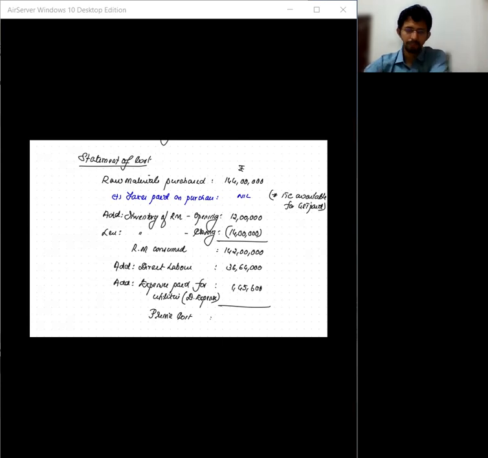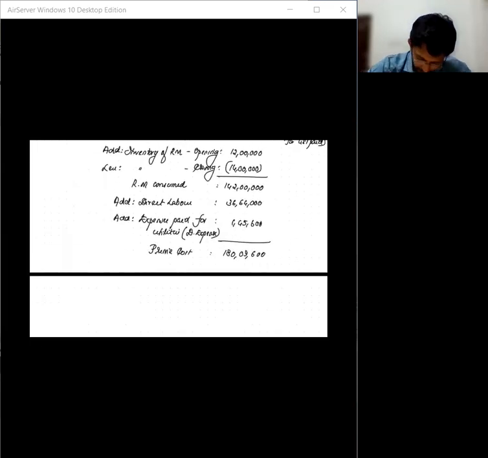So you get the prime cost. What is prime cost? The amount will be 142 lakhs plus 36,64,000 plus 1,45,600. That is 180 lakhs 09,600. That is the prime cost. Now what do you have to do? You have to add factory overhead. How do you compute factory overhead?